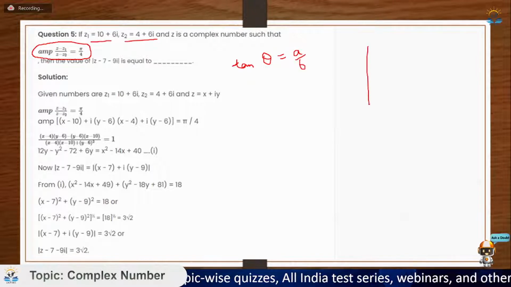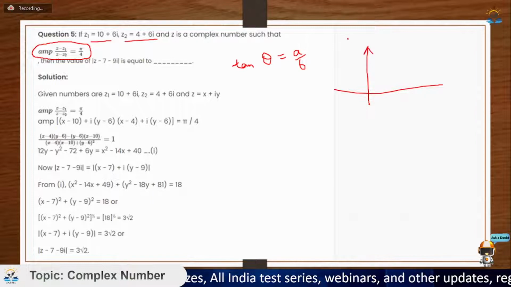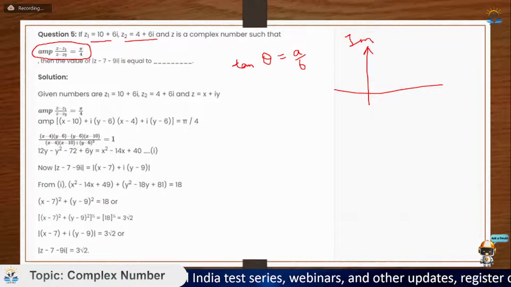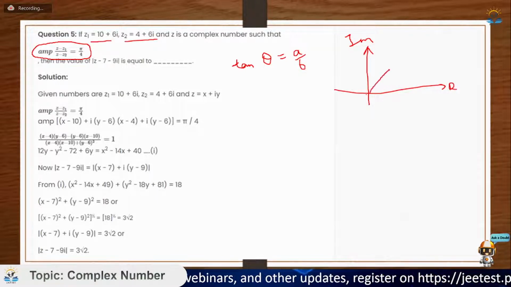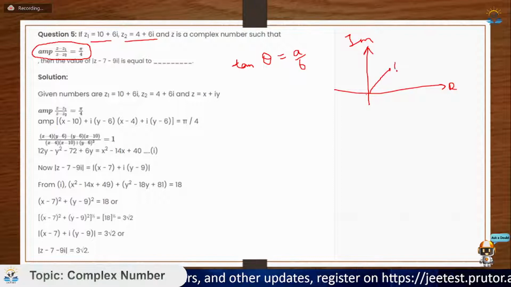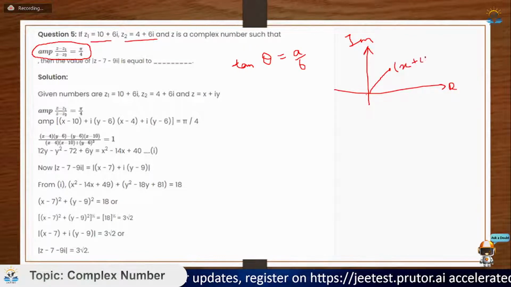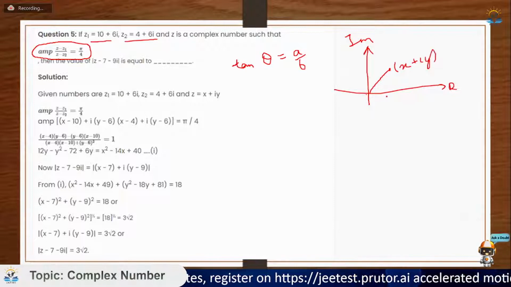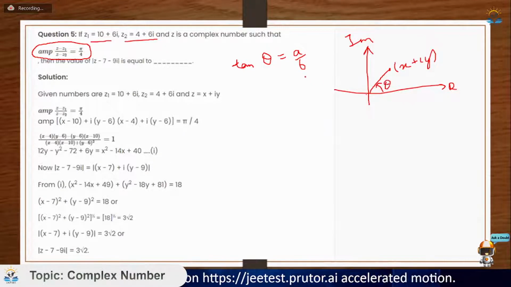Let's say this is your Argand plane. In the Argand plane, the y-axis is your imaginary axis, and the x-axis is the real axis. So if you plot any complex number, let's say x plus iota y, then this theta is nothing but the amplitude of your complex number. So tan theta is equal to a by b, or in this case, it is equal to y by x.